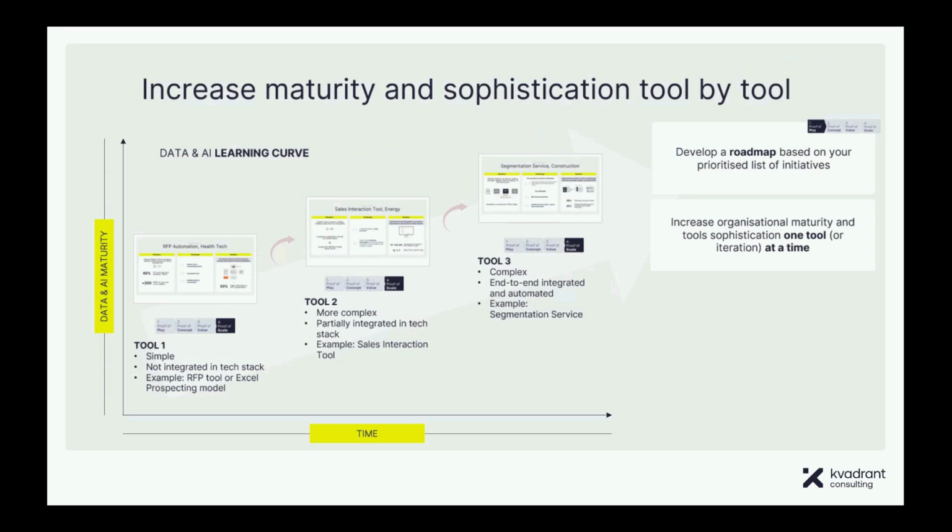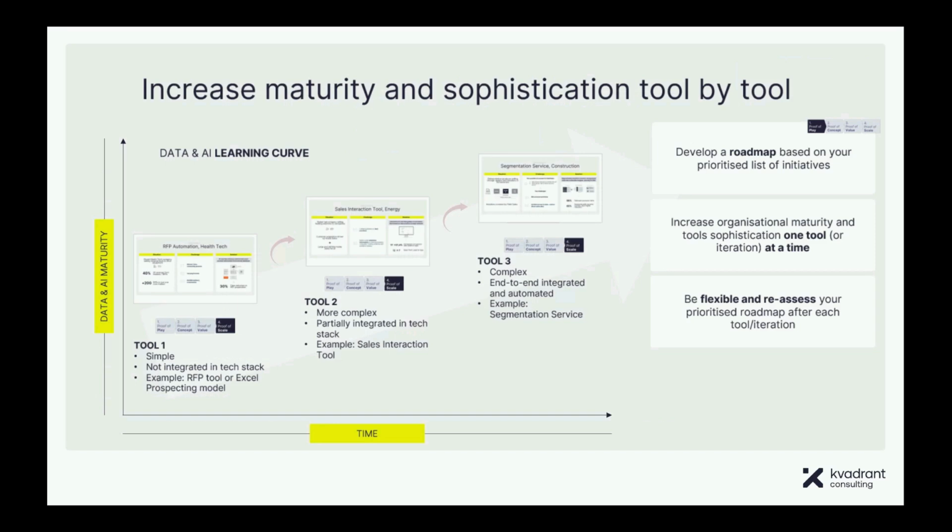So maybe you start with something that's a bit simpler, something that's not integrated in a tech stack, like, for example, the Excel prospecting model, just scoring a lot of prospects so you can find the most attractive ones. And then maybe you move to something that's slightly more complex, maybe something that's partially integrated in the tech stack, like a sales interaction tool, the second case we showed. And then you move to something more complex than that, that's end-to-end integrated and automated, for example, like the segmentation service.